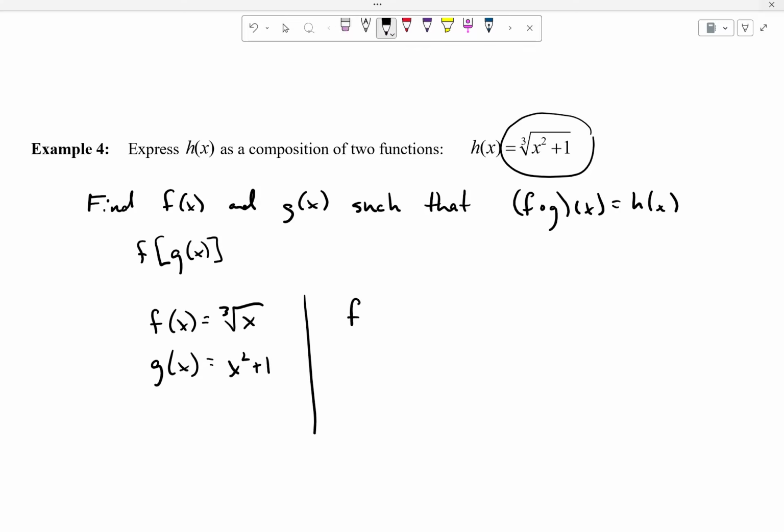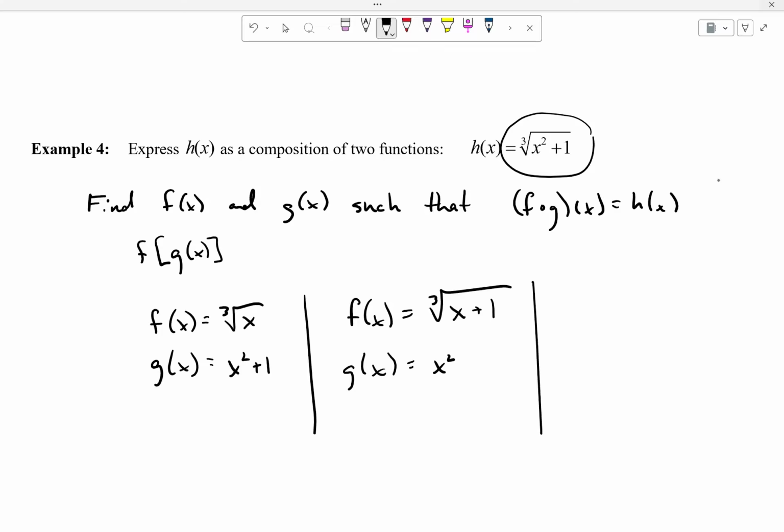Another option: this is another acceptable case, that g of x is just x squared plus 1. Do you see that if this goes into here, the result is h of x? Same thing here, goes into here. Why is mine not acceptable?